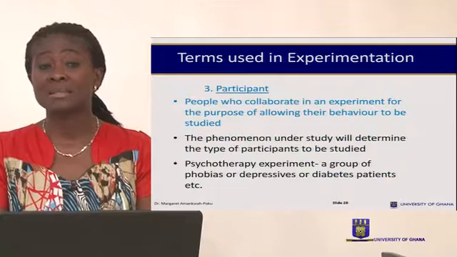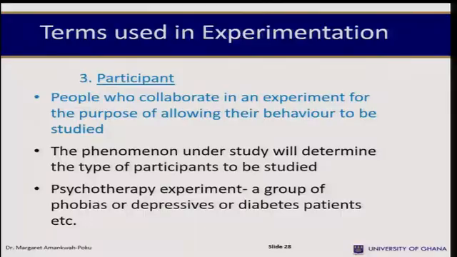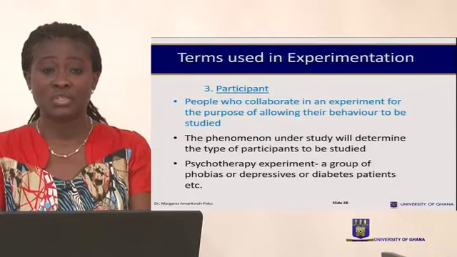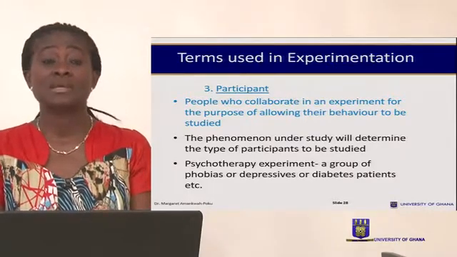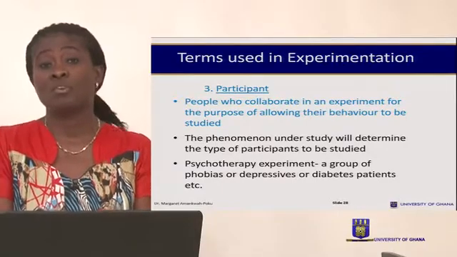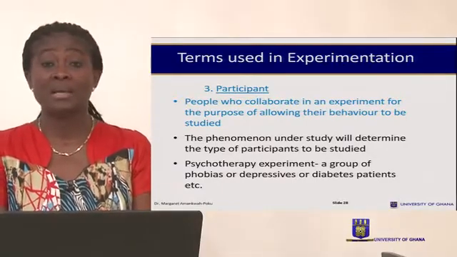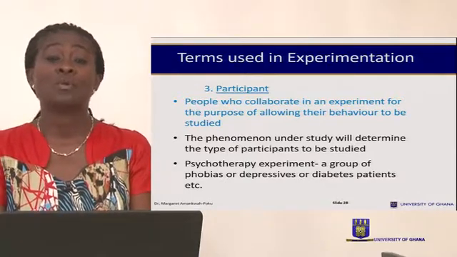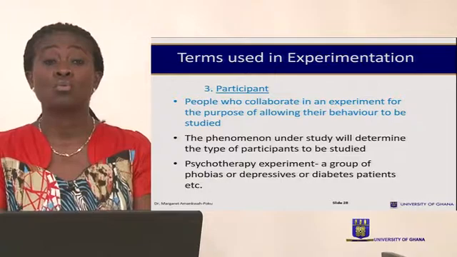Who is a participant? Participants are people who collaborate in an experiment for the purpose of allowing their behavior to be observed by a researcher. So basically, the people that you have selected and you are testing in your research. For instance, if it's research on psychotherapy, you would want to test a group of people with a particular phobia or a group of depressed people. Or if you are looking at research among people with diabetes, you are testing people who have diabetes.